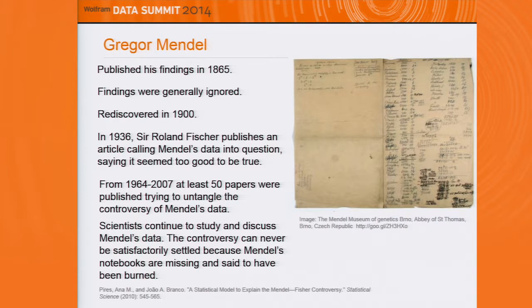Remarkably, in the past 50 years, there have been over 50 articles exploring issues about Mendel's data, but controversies surrounding the data can't be resolved because Mendel's notebooks are missing. They were thought to have been burned.